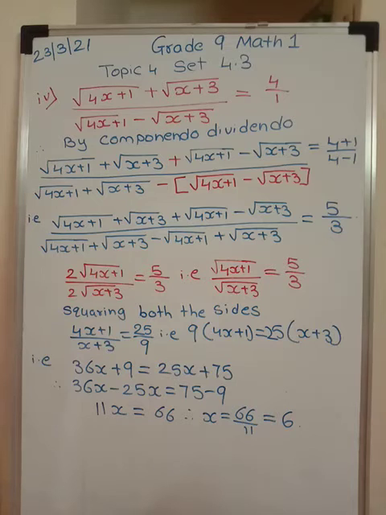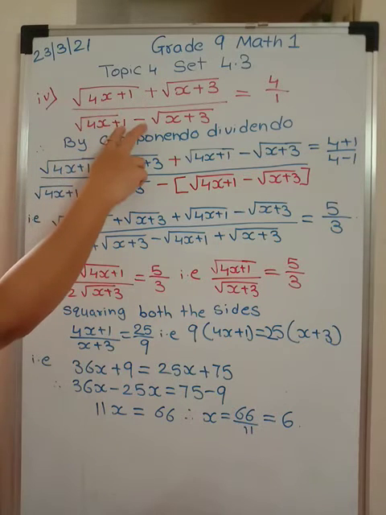Good morning, grade 9. We have done 3 problems from set 4.3. As I have told you, each problem is unique. Now, this is somewhat similar to the third problem. So just see what we have done. Now, this is numerator and this is denominator.